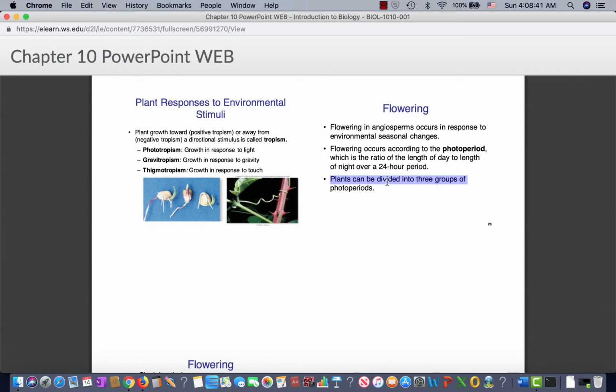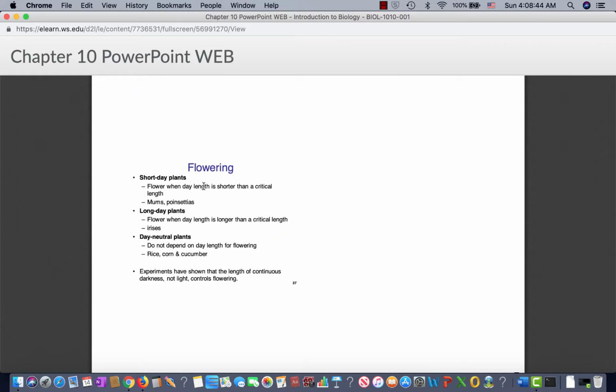Plants can be divided into three photoperiod groups: short-day, long-day, and day-neutral plants. Short-day plants flower when the day is shorter than a critical length. Long-day plants flower when it's longer than the critical length, and day-neutral plants don't give a hoot, they just do their thing. Experimentally, it appears that flowering is determined by the period of continuous darkness, not the light, which makes good sense because the period of darkness is the period in which you do not have new resources coming in. So that would be a very good way to determine the appropriate time for flowering.